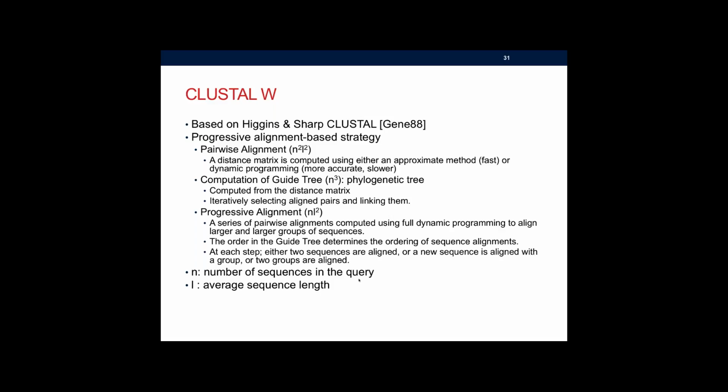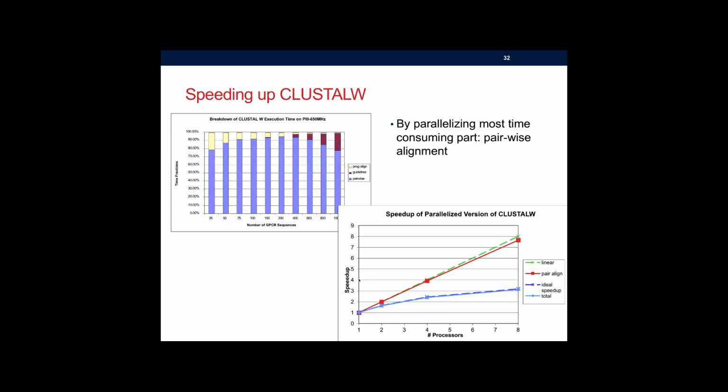I'm not going to go into details of the algorithm, but what I want to say is the algorithm basically has three phases: pairwise alignment, a guide tree computation, and progressive alignment. When we looked at the execution time of the algorithm, in the chart on the top left, we noticed that pairwise alignment was taking quite a bit of time depending on how many sequences you have. When you increase the sequences, the guide tree also takes too much time. But for most of our application cases, it was about 400 sequences, so it was taking more than 90% of the time. So we thought it's great, we'll make that part parallel.